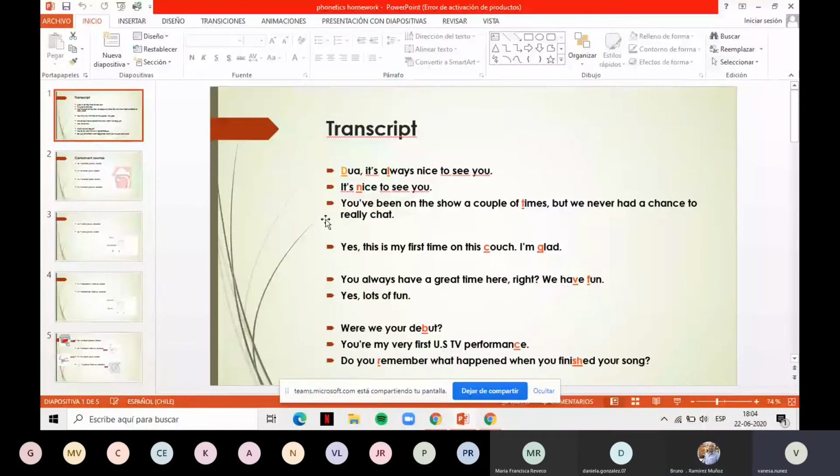Can you see my screen? Yes, we can see it. Yes. Okay.